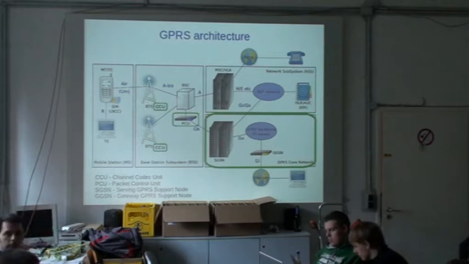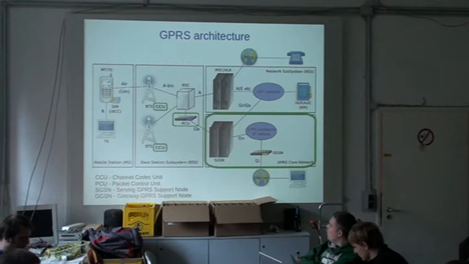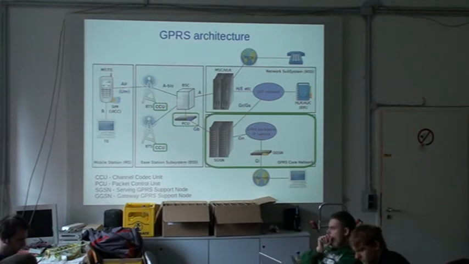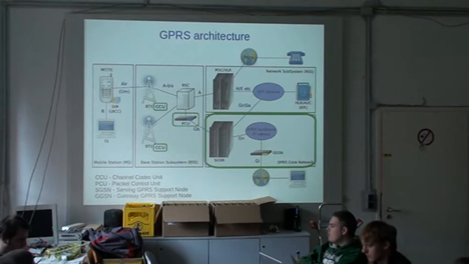Okay, and let me start with a short introduction to GPRS architecture. You can see traditional GSM architecture, but GPRS requires some extensions of GSM architecture by adding several elements such as CCU, a channel codec unit, PCU, a packet control unit, and GPRS core network, which consists of SGSN and GGSN. You can see these elements in green frames. SGSN is serving GPRS support node, and GGSN is gateway GPRS support node.